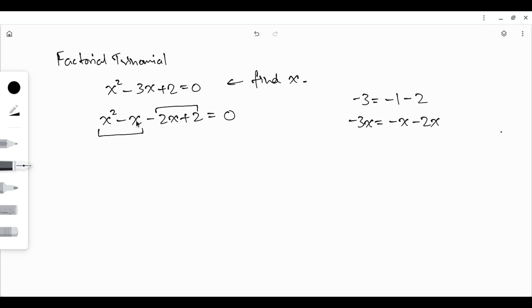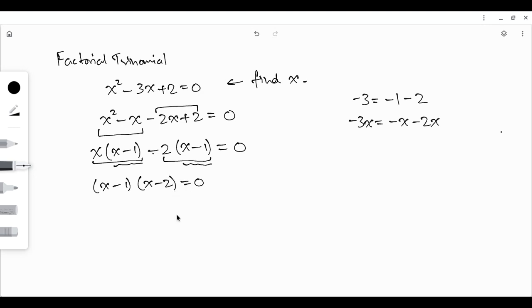The GCF of x squared and x is x. So if I factor out an x, I'm left with x minus 1. The GCF of 2x and 2 is 2. So I factor out 2, and again, I'm left with x minus 1. And notice here, because it's a negative, this has to be negative 2 to make sure this is a positive. And now I have two terms. And in these two terms, I notice that this particular term is a GCF, which means I can factor it out again. And when I do that, that's what I end up with.